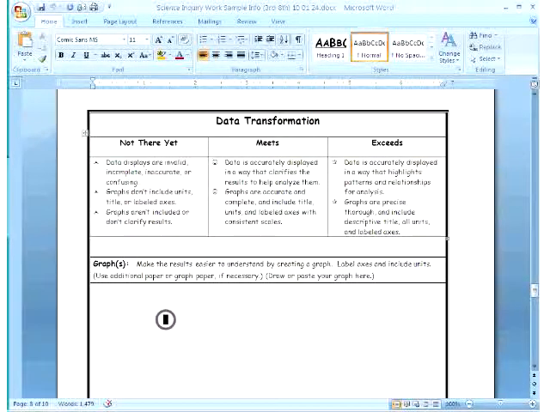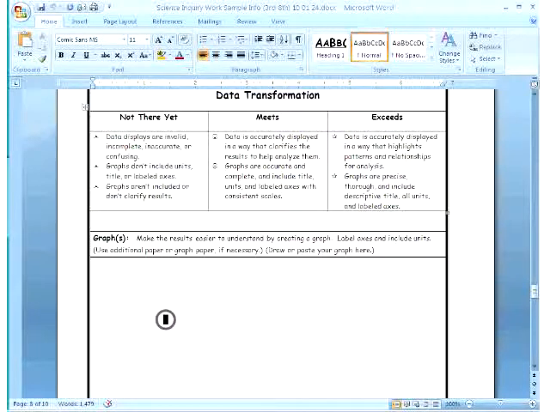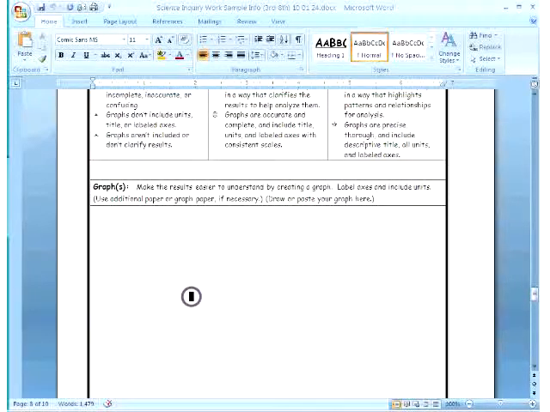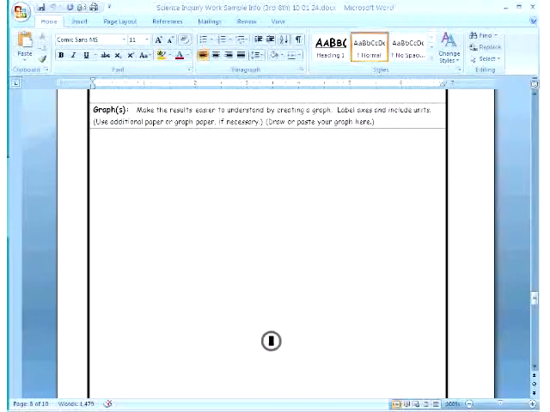The next part is data transformation. So the first part is when you present the data, and that doesn't really need to be very organized, but what you need to do is find a way to transform the data to make it easier to understand. So you can make a graph, you can label the axis and include the units of the measurement. And you can use additional paper, graph paper if you'd like, or you can just do it right here on the paper.